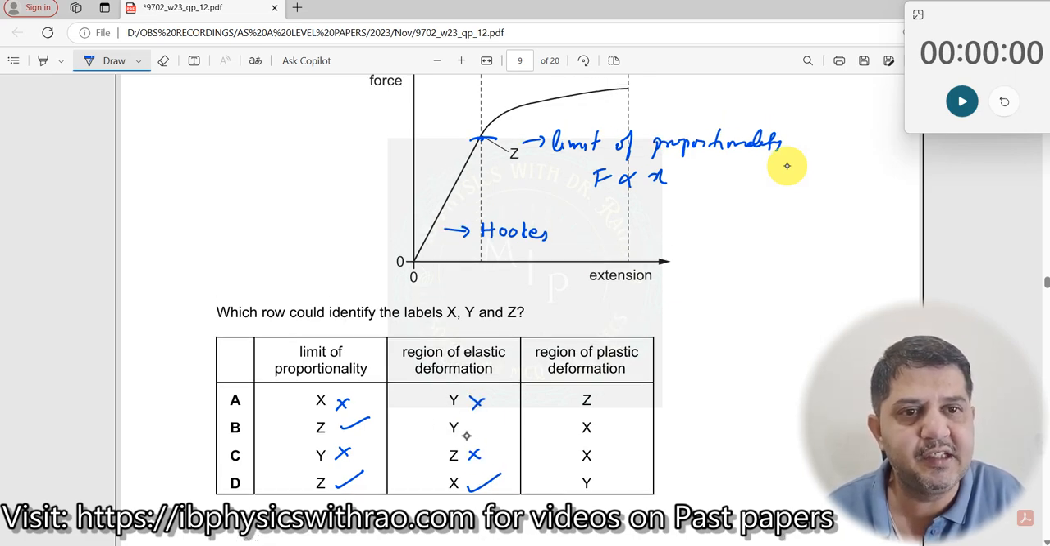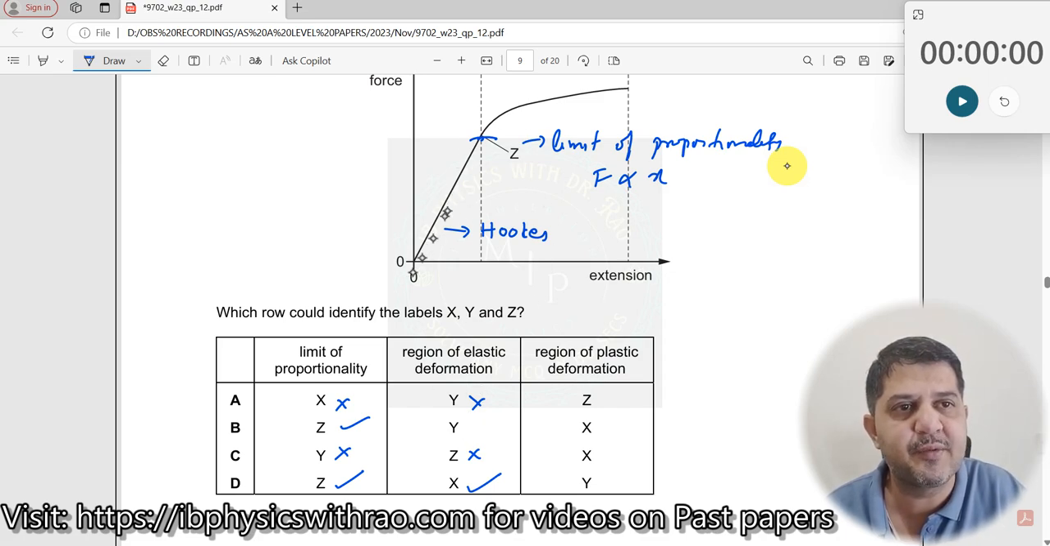This was supposed to be there. So definitely this is not linear. The region of elastic deformation happens only here. So therefore D is the right answer.